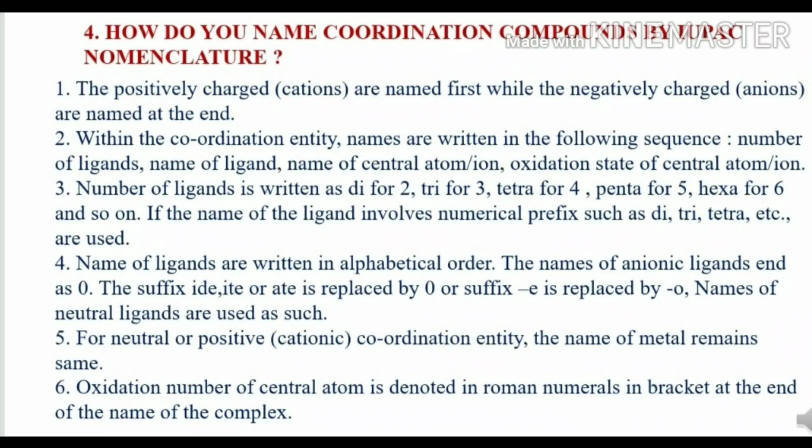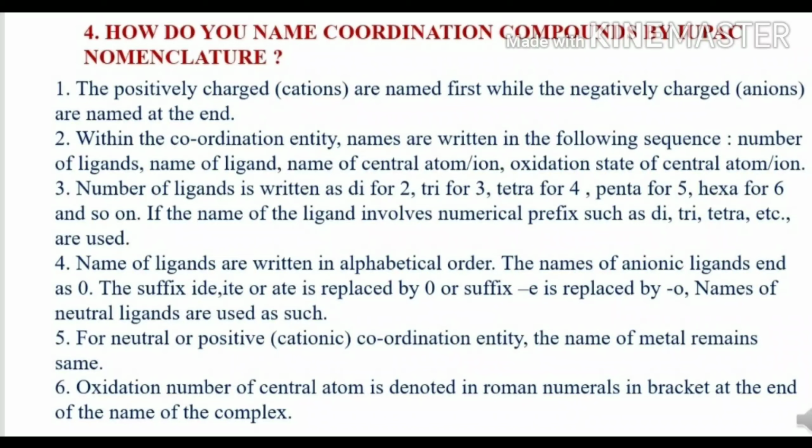Now we will see some points. First, the positively charged ions, that is the cations, are named first, while the negatively charged ions, that is the anions, are named at the end. These cations and anions are the ones present outside the bracket. So first we give importance to the name of the cation, and at the end, after the bracket, some anions may be present, and their name is given last.